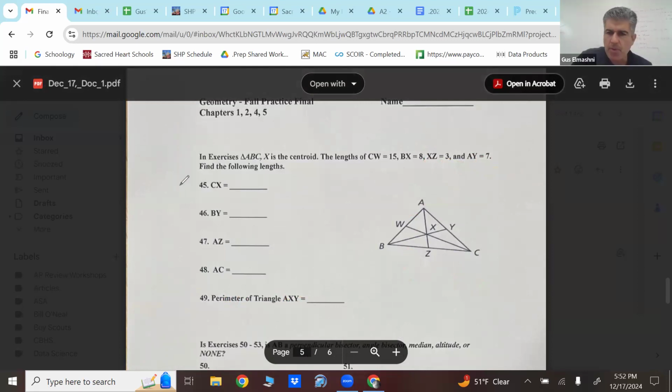Centroid, remember, is 2/3 of the way. So CW, if that's 15, that's gonna be 5 and 10. BX is 8, so that's 4. AZ. Well, if XZ is 3, that's 6.